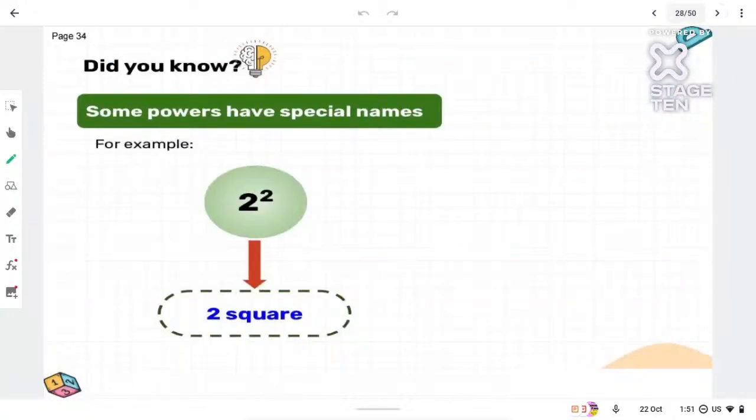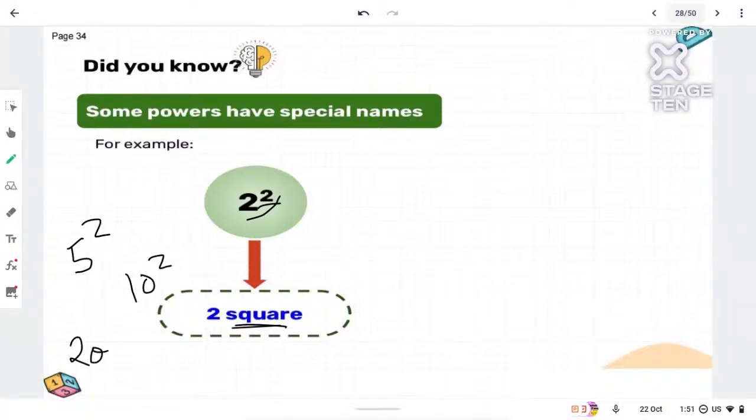Alright. Now, some powers, okay, not some, I will say only two powers. There are two powers which have special name, that is the power of 2 and power of 3. Power of 2 is known as square. Like if I have 2 raised to 2, that is 2 square. 5 raised to 2, 5 square. Then 10 raised to 2, 10 square. 200 raised to 2, 200 square. So you can even say square.